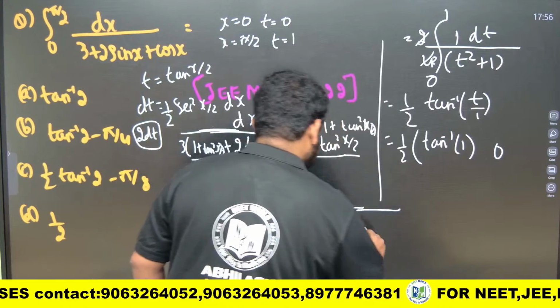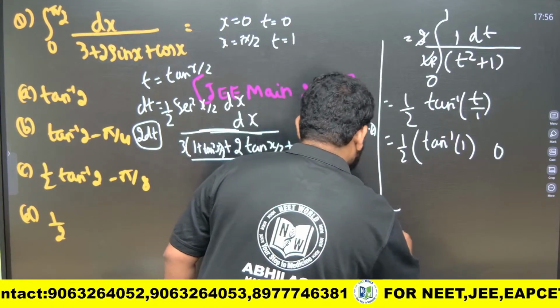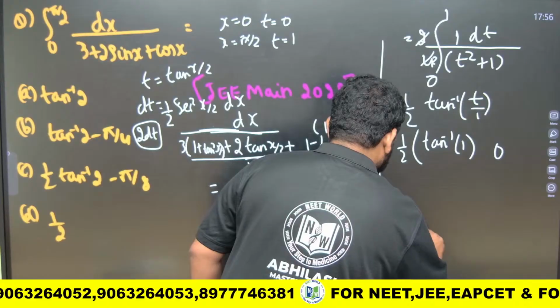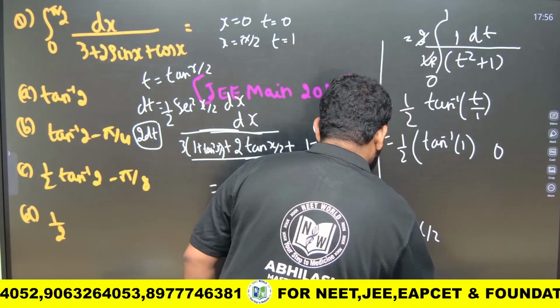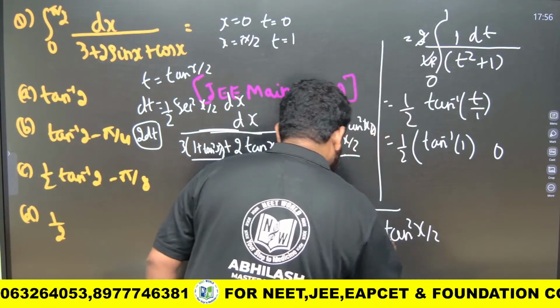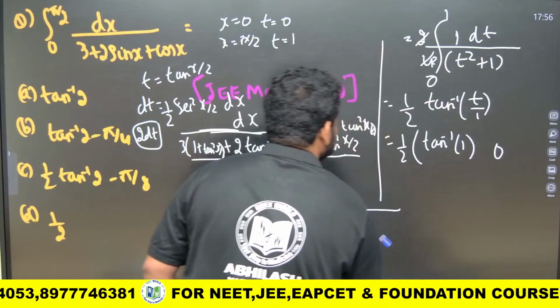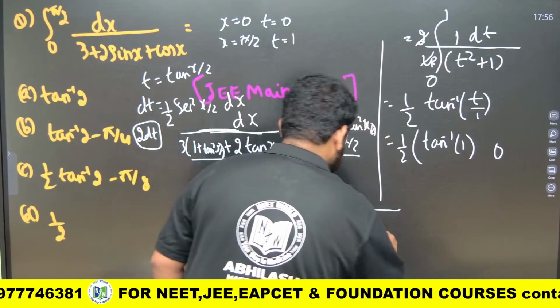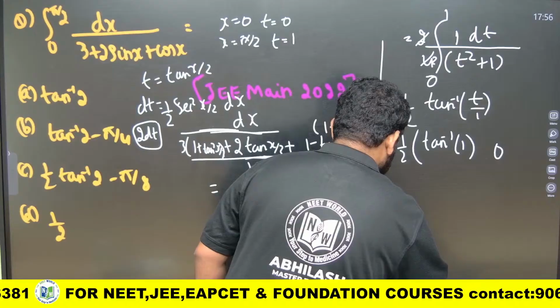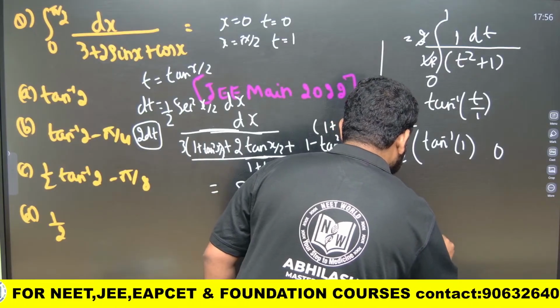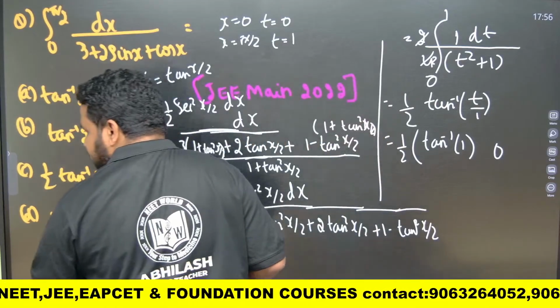So this will become plus, no problem. Tan square x by 2, 1 plus this will become plus 1 minus tan square x by 2, tan square x by 2. Got it? This is what we will have.